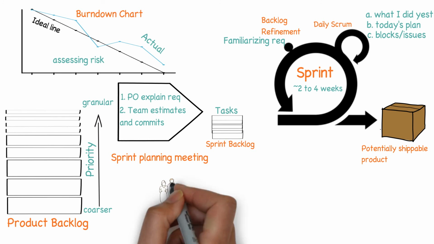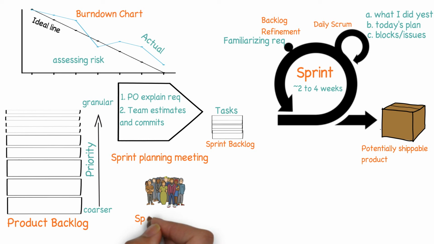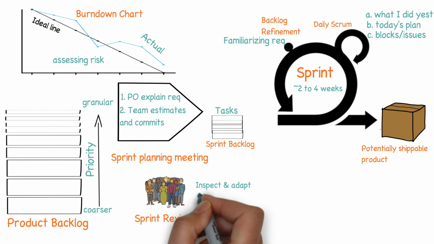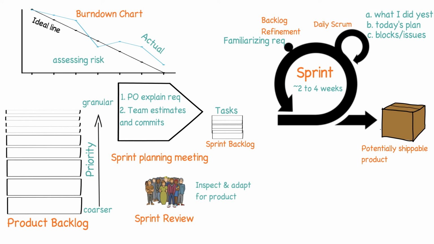Towards the end of the sprint, the team does a sprint review where they demonstrate the developed features to the PO and stakeholders. This helps the PO and the stakeholders to see the working product and give feedback. Basically, this is the inspect and adapt of the product. The feedback is added as items in the product backlog items later on and prioritized.